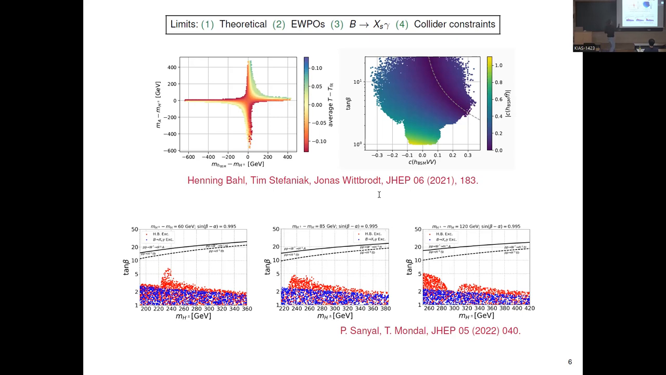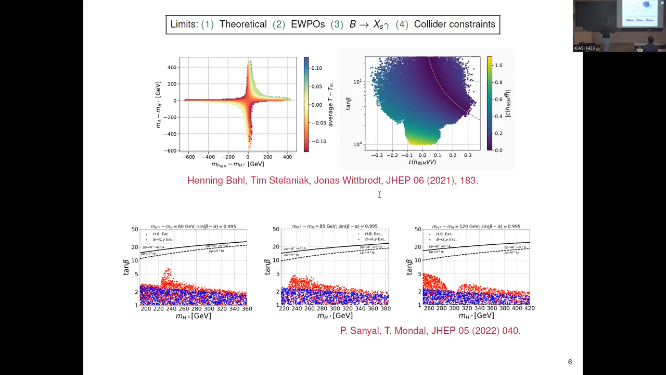On the left-hand side, we have the constraints coming from the T parameter. We can see that the T parameter constraint restricts the mass splitting between the charged Higgs and the other BSM Higgs, like the heavy Higgs and the pseudoscalar. So the charged Higgs has to be degenerate with either of them. This figure is taken from this paper. In their notation, this H_BSM is nothing but the capital H, the big H, in my notation.